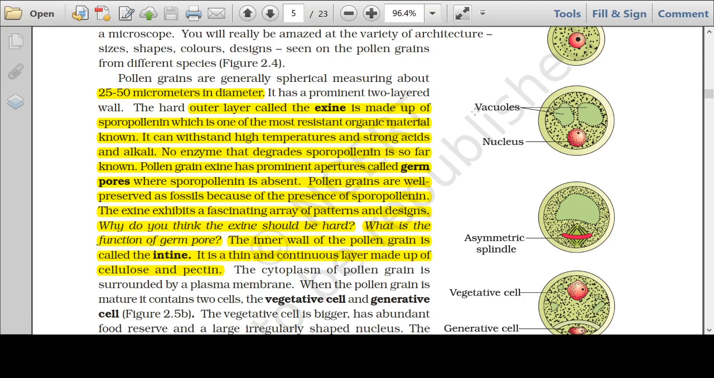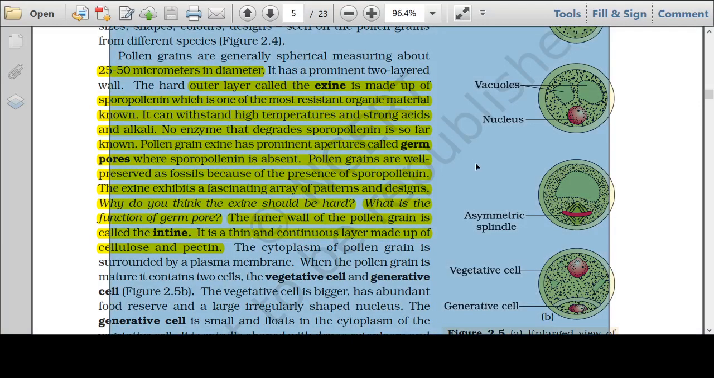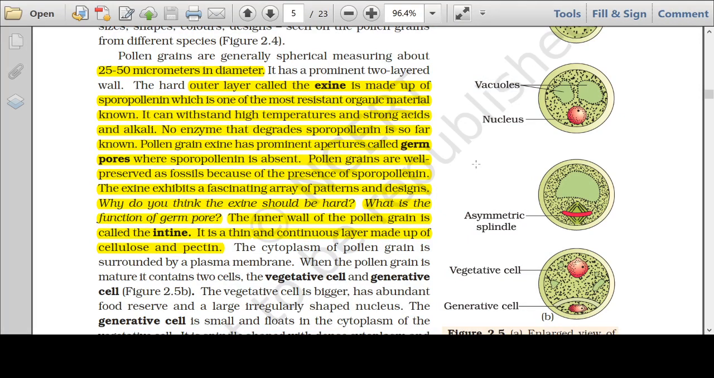The outer layer is called the exine. Very important term, students. This highlighted section is the most important part of this chapter. The outer layer is called the exine. Exine is made of sporopollenin, which is one of the most resistant organic materials known, and it can withstand high temperature, strong acids, and strong alkalis. No enzymes that can degrade sporopollenin are known to us so far.